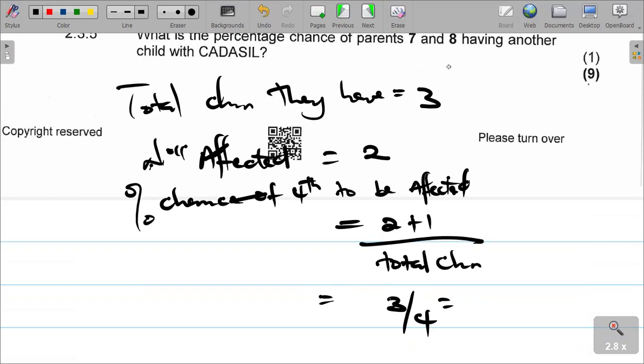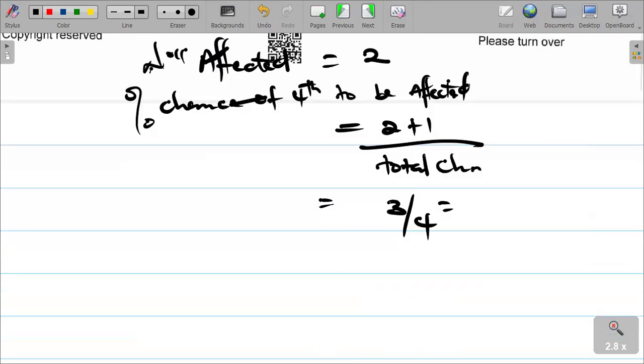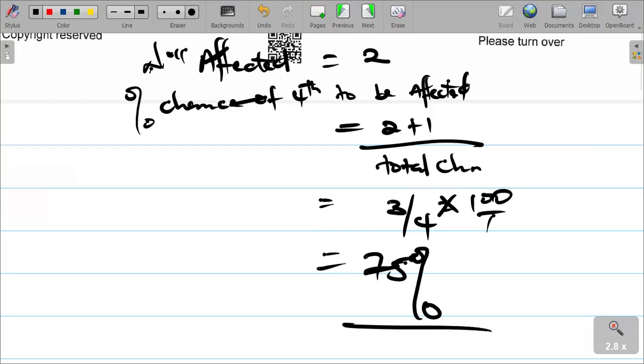So the question is saying percentage. So 3 over 4, which is equals to 3 over 4 multiplied by 100 over 1. That is equals to 75%.